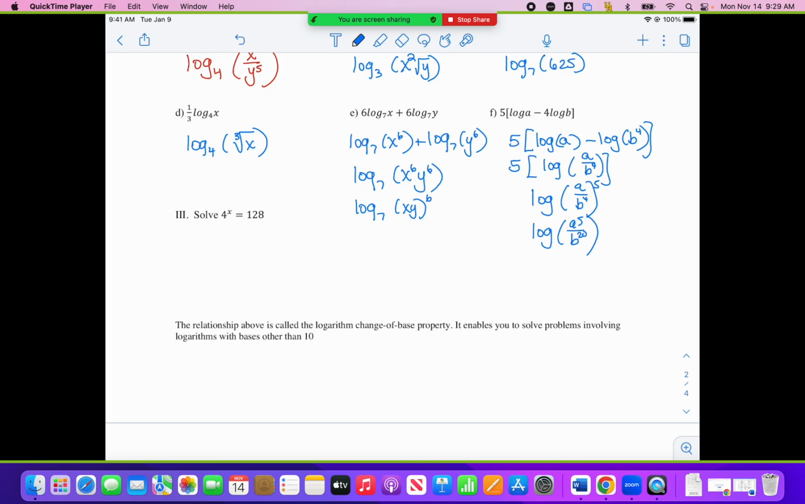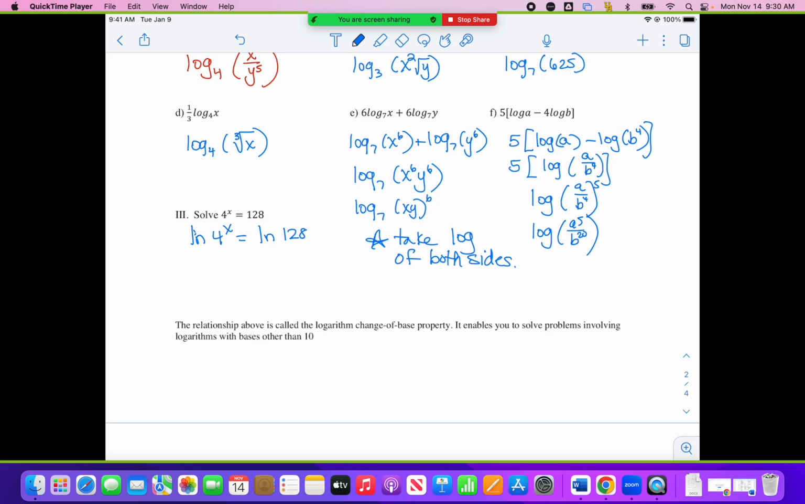All right, Roman numeral 3. Solve 4 to the x equals 128. I'm going to show you a different technique. We've done where you could go from exponential form to logarithmic. And if you like that, you can definitely just stick with that. However, I'm going to show you something. Now that we know our properties, I'm going to show you a different technique. And it's called take the log of both sides. So I just want to show you a different technique, and you can use it or not use it.